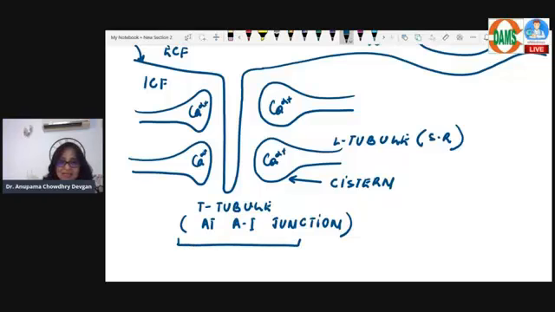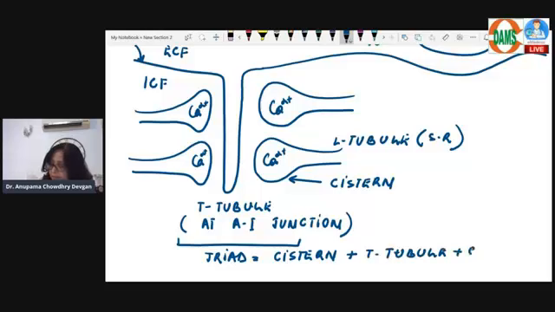So the cistern, T-tubule, cistern is known as a triad. What is a triad? Cistern plus T-tubule plus cistern. The cistern is a dilated part of the L-tubule, a storehouse of calcium. So this is what your sarcotubular system looks like.